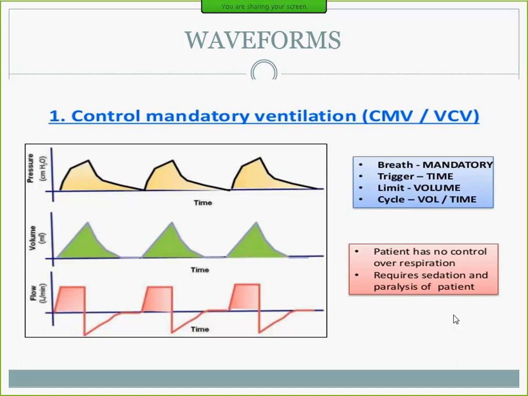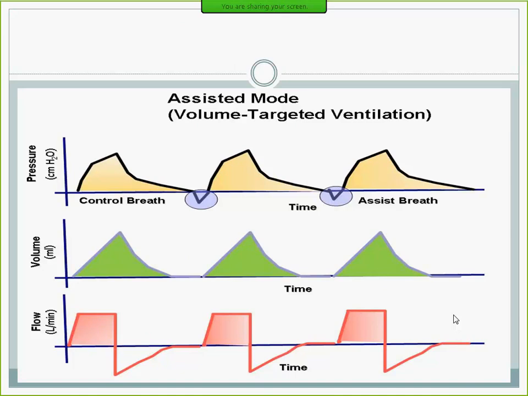You see there is no negative deflection here at all. So it is all positive. This is inspiration, this is expiration, and the tidal volume is fixed, all breaths. So the patient is not doing anything here. Everything is set by the machine. Whereas over here, this is assist control mode, and you can see there is a negative deflection here. So this is what you are going to look at in the mode.